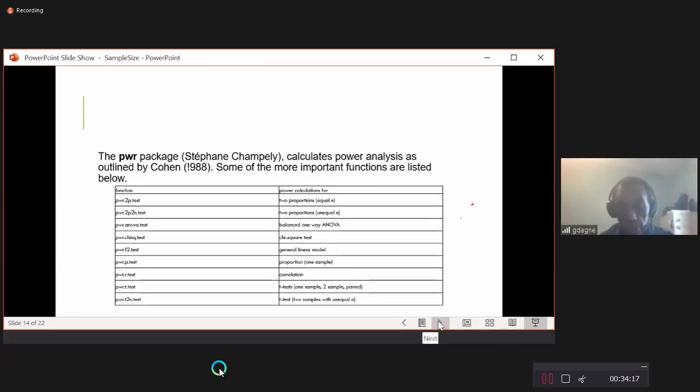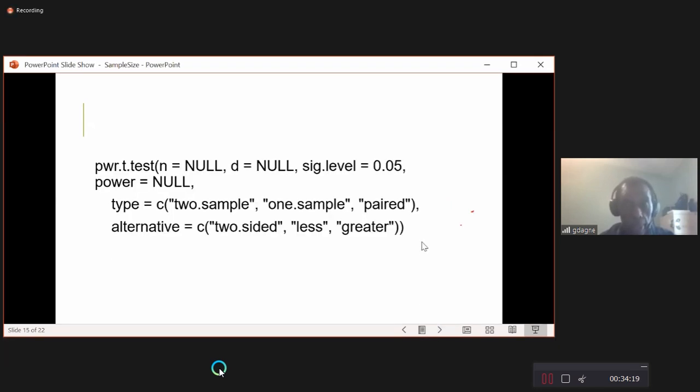So let me show you how this one works. If you take one of those, for example, here's power.t.test. This is a program, and power is in R. This is a formula. If you just Google these things, you see exactly what I just put here. Here you see the sample size. Null means you have to fill it. You can provide it.